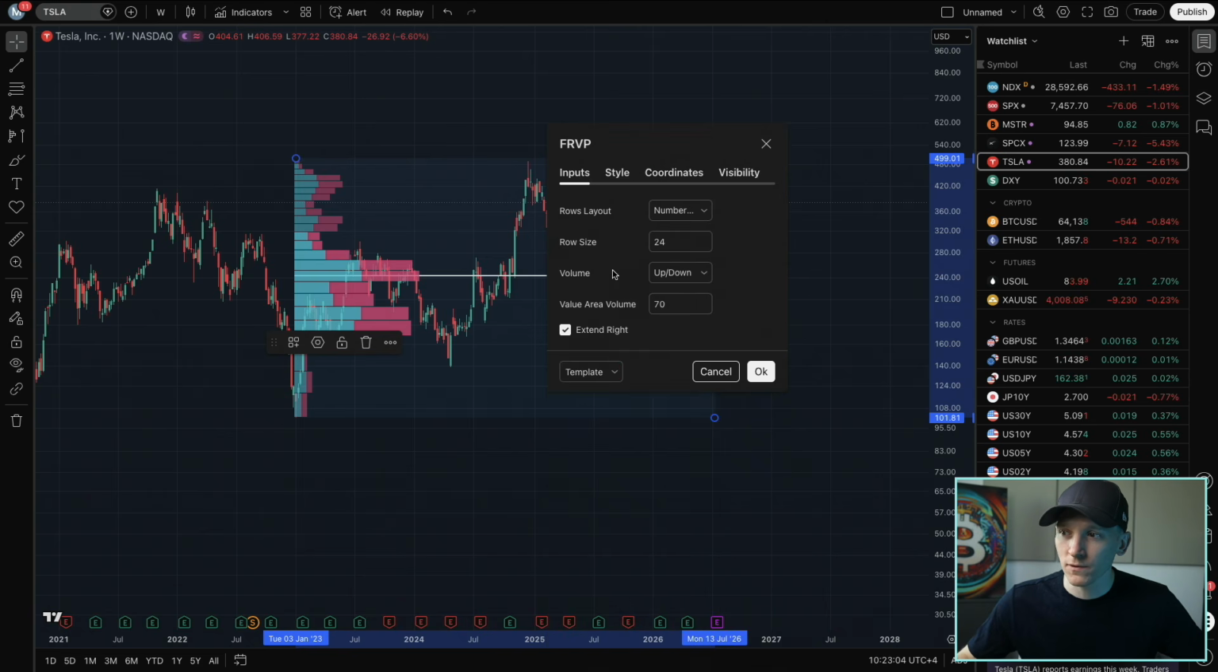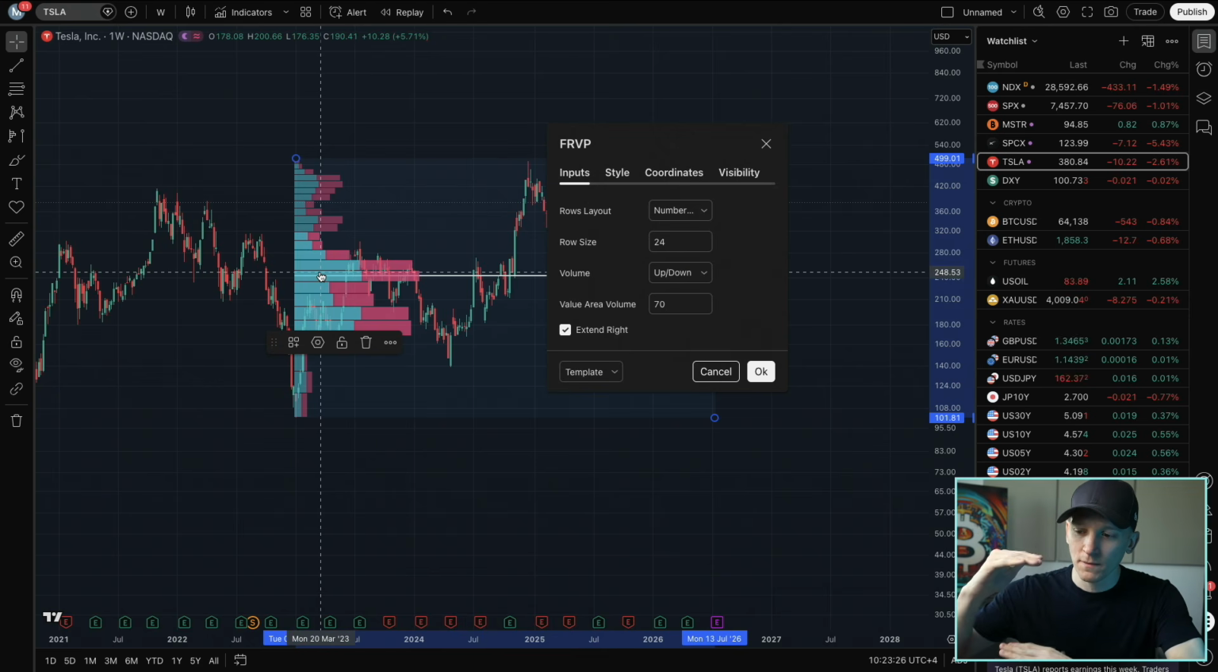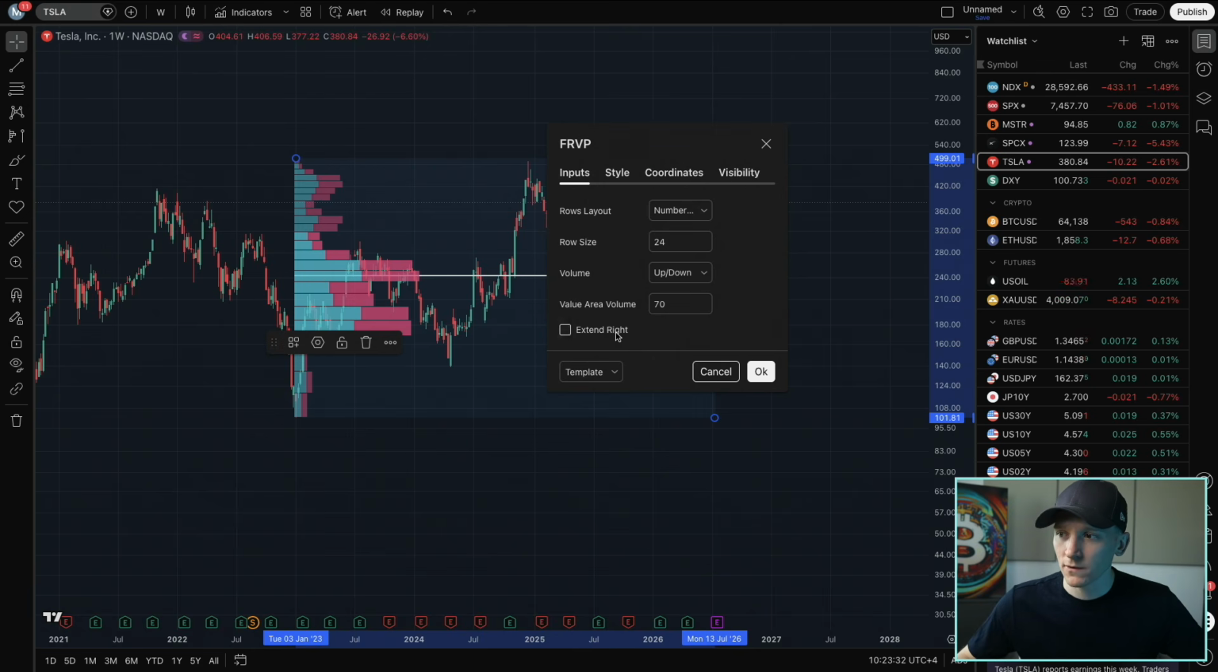Now up and down volume, presumably TradingView is looking at the order book. Where does the trade occur? Is it on the bid or the offer? So the bid would be sell volume, and if someone's lifting the offer, that would be buy volume. So that's how they do it. Or you can just say, look, what is the total volume traded here? The value area volume is also 70%. So the data here, it's taking the 70% most trading volume, and the 30% either side is just taken away. Extend to the right doesn't do much for me, so we'll take that off and press OK.